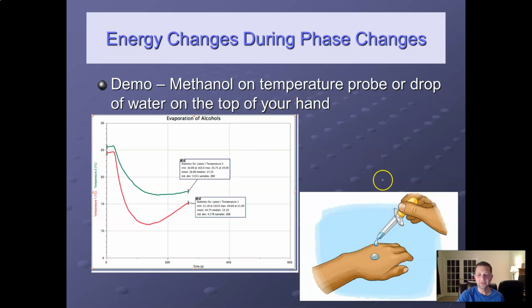One of the last things we're going to talk about is what happens to some of the energy during these phase changes. If we're in school, I could take some methanol, which is one type of alcohol, put it on a temperature probe, wave it around, and see what happens. Or if you're at home, just take a drop of water, put it on the top of your hand, and blow on it. What do you notice? You'll probably notice that your hand feels cold. Why is that?